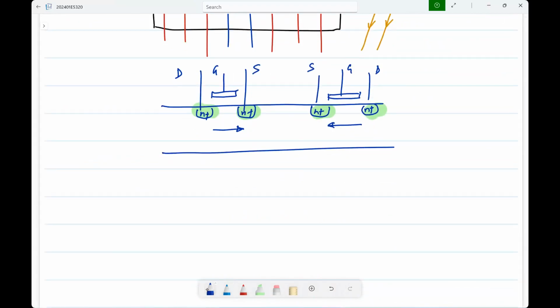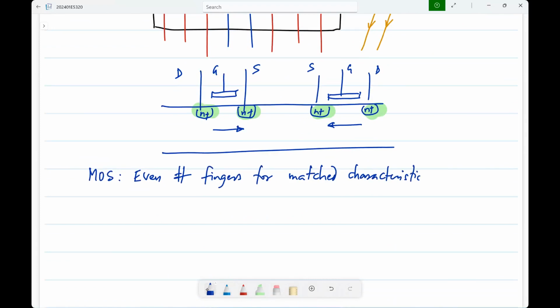So every MOS transistor should have an even number of fingers for matched characteristics. This will take care of any other directional asymmetry that may be there. Any questions?